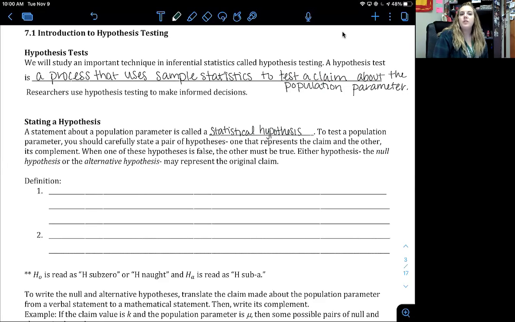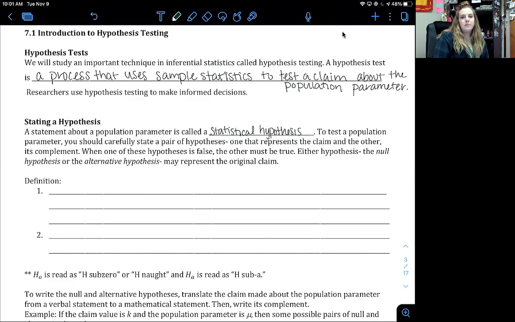Okay, so today we're going to start looking at 7.1, Introduction to Hypothesis Testing. We will study an important technique in inferential statistics called hypothesis testing. A hypothesis test is a process that uses sample statistics to test a claim about the population parameter. We used this a little bit during our last unit when we were looking at confidence intervals and testing a claim and seeing, does this percentage or mean fall within the range of the confidence interval? So here we're going to look at it a little bit more detailed.